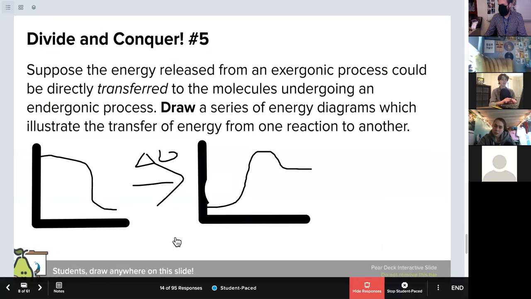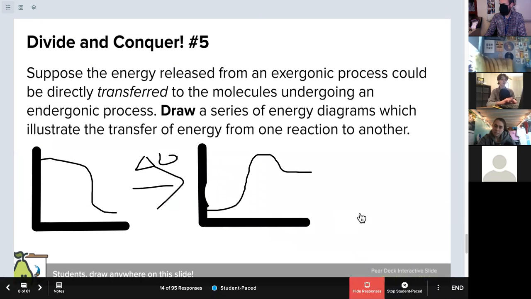Some people went back to those energy box diagrams that you drew a lot in 9th grade to answer number 5. So if that's helpful, that might be a place to start.